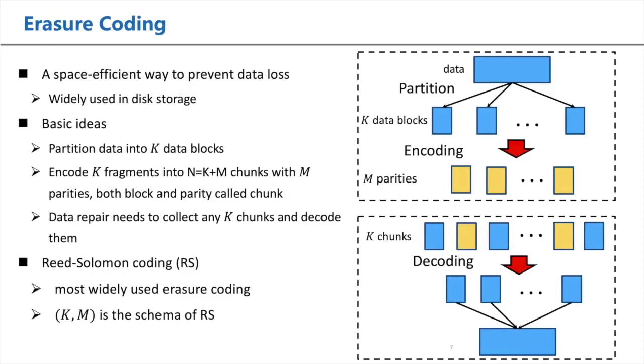Erasure coding provides significantly lower storage overhead than the multi-replication manner at the same fault tolerance level. Reed-Solomon coding is the most widely used erasure coding. Given a set of k data blocks, it encodes them into n chunks with m parities, denoted by RS(k, m). Both the original blocks and the parities are termed chunks in this work. The coding is done such that any k out of n chunks are sufficient to reconstruct the original data, which can tolerate the absence of m chunks.